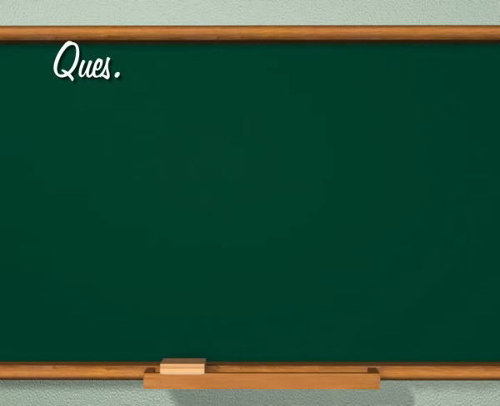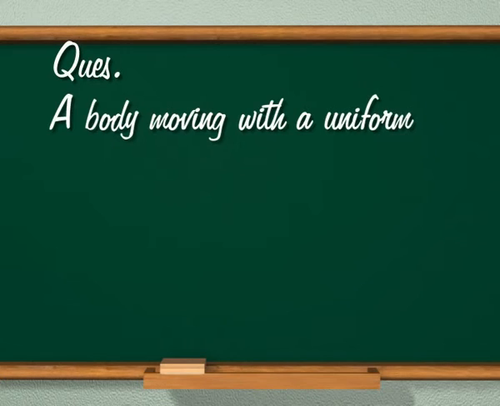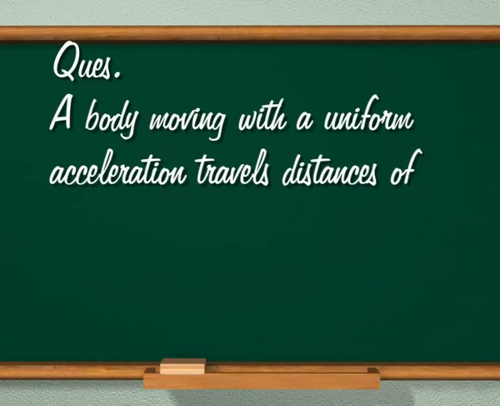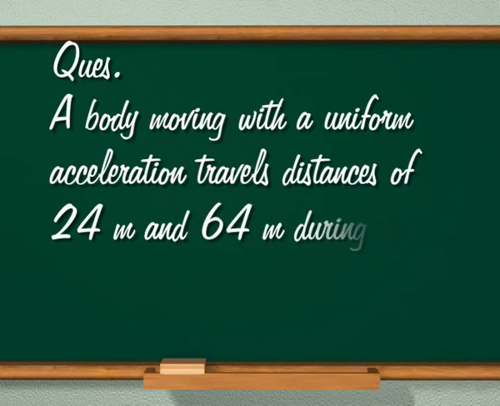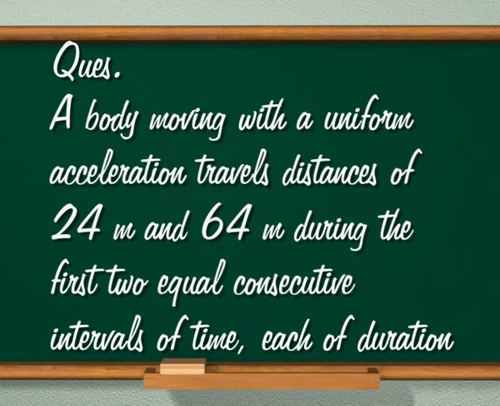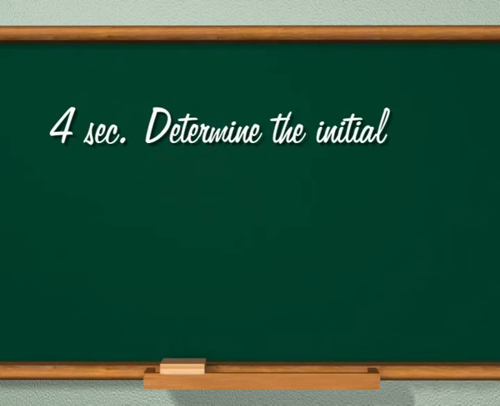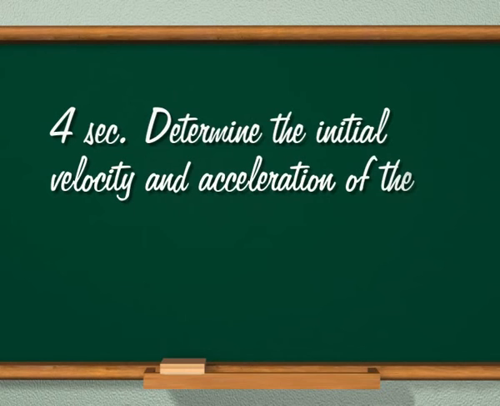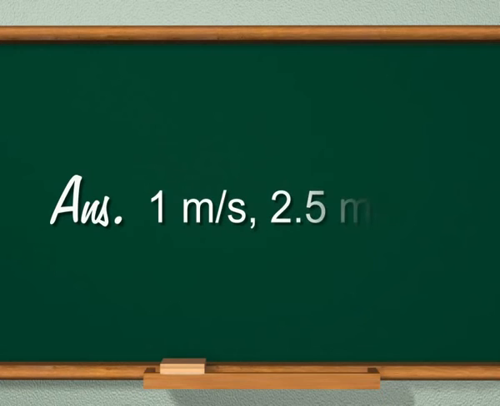Look at one more question. A body moving with a uniform acceleration travels distances of 24 meter and 64 meter respectively during the first two equal consecutive intervals of time, each of duration 4 seconds. Determine the initial velocity and acceleration of the moving body. The answers are, the initial velocity of the body is 1 meter per second and the acceleration of the moving body is 2.5 meter per second square.